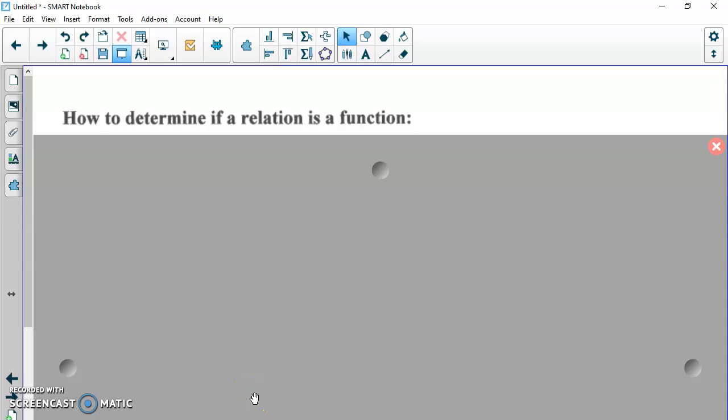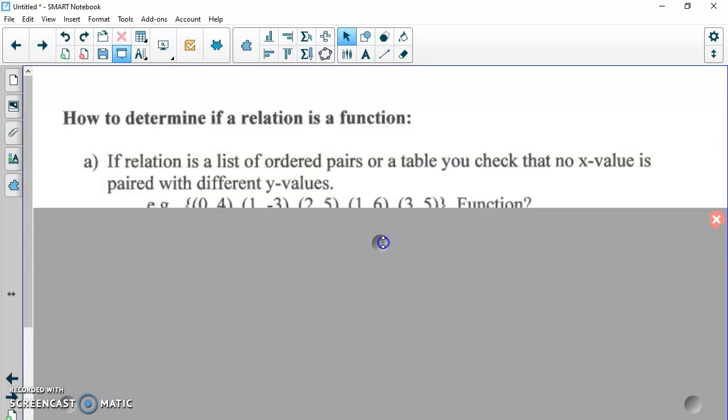Hey guys, so we are going to continue with section 3.2, part 2. And for the first part, we learned what it was to be a relation, which is any set of ordered pairs. And in order for a relation to be a function, it needs the specific characteristic that any input goes to one and only one output. So, given a relation, either in ordered pair form or graphically, we are going to learn how to determine whether it is a function or not.